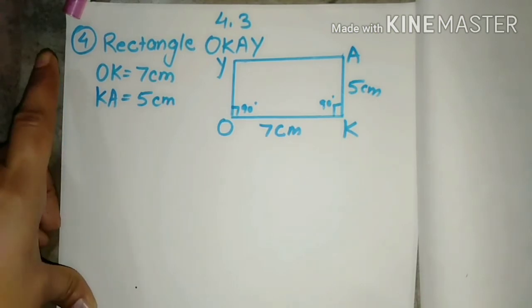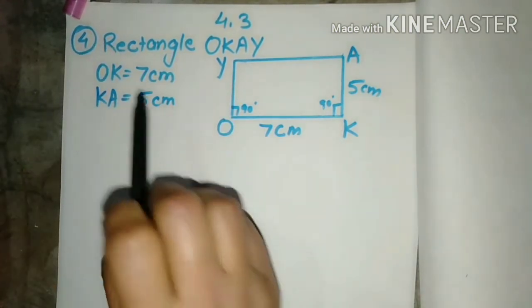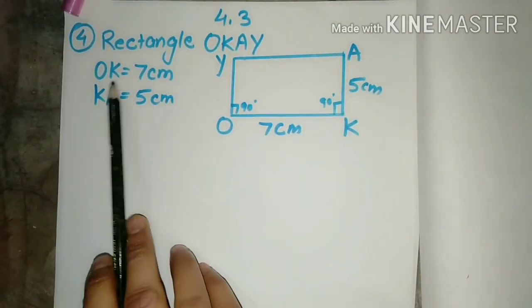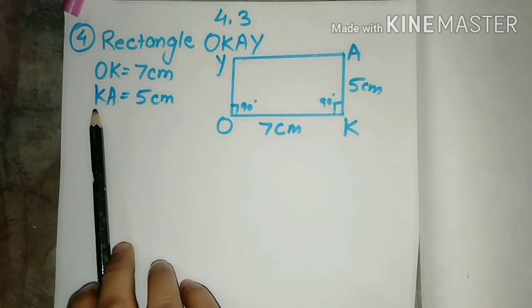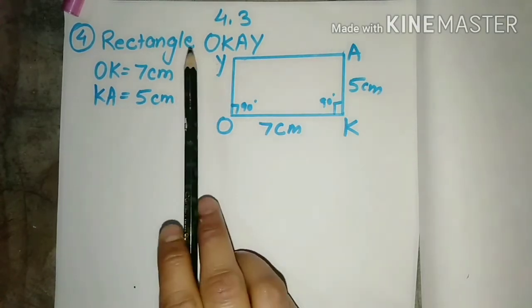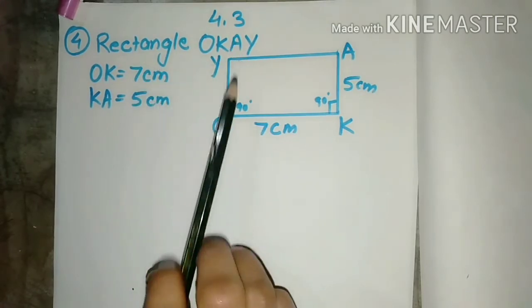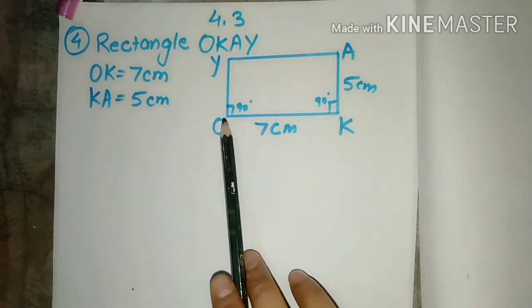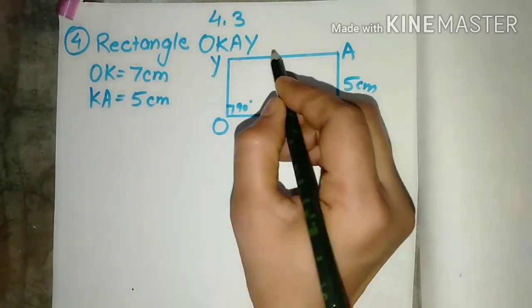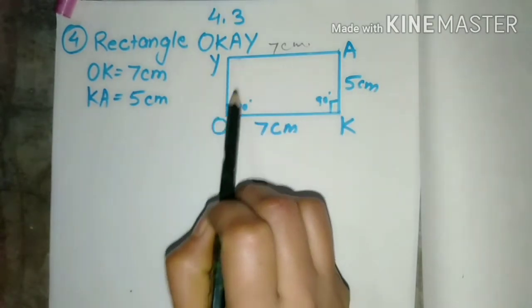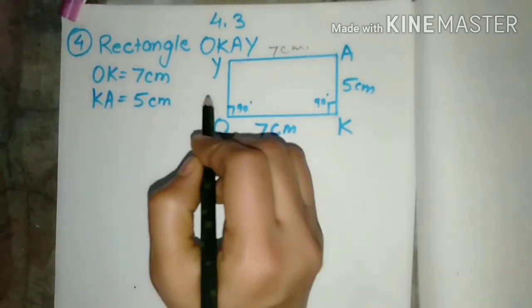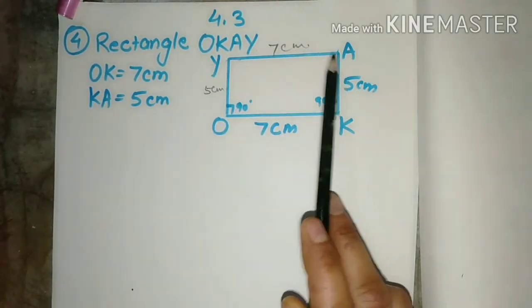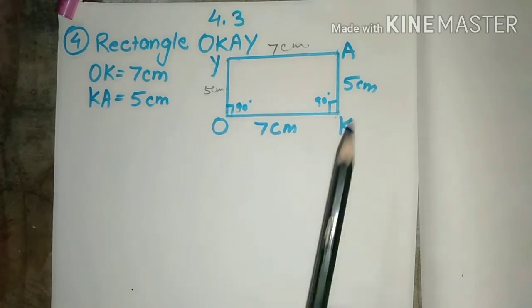Next question. To construct a rectangle OKAY, where OK is given 7 centimeter, KA is given 5 centimeter. This rectangle you have to construct. Again, remembering the properties of the rectangle, that the opposite sides are equal. So this is also 7 centimeter. YO is equal to AK, 5 centimeter, and we know that each angle is 90 degree. So you just have to construct a 90 degree.